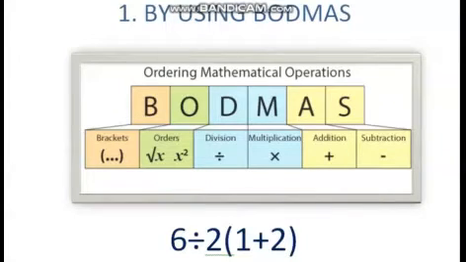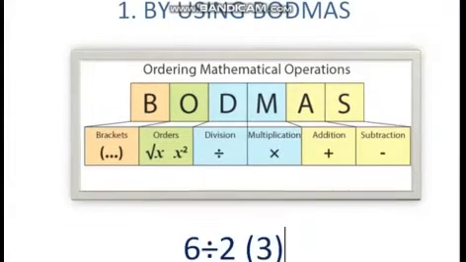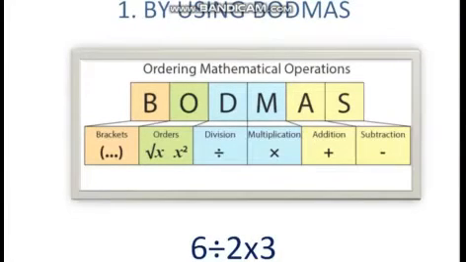So coming to our problem, we have 1 plus 2 in the brackets. So first of all we will solve this. 1 plus 2 is 3. As the brackets here mean 2 is multiplying by 3, so we will write it as this. Now in the PODMAS rule, division has precedence over multiplication, so we will divide this part first.